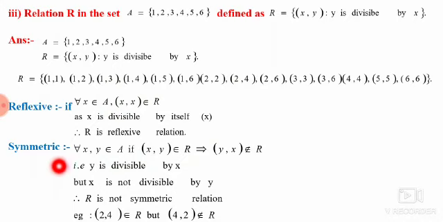That's why the given relation is not symmetric. That is, y is divisible by x, but x is not divisible by y in the above relation R. Hence, R is not a symmetric relation. For example, (2,1) is not there in the same relation. Hence, this R is not symmetric.